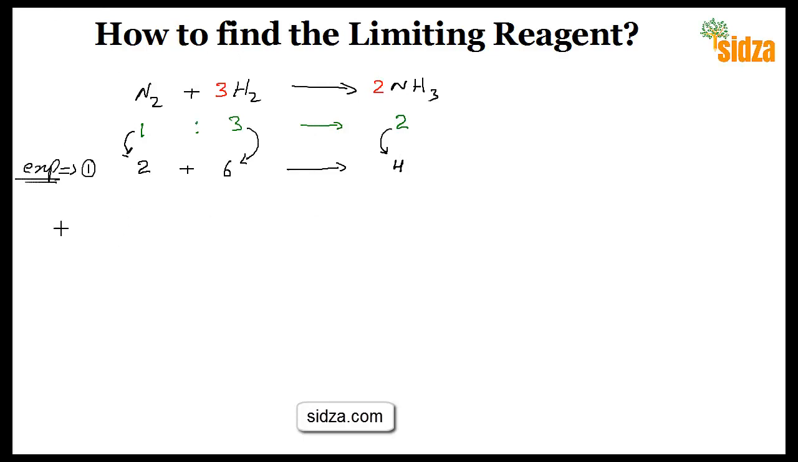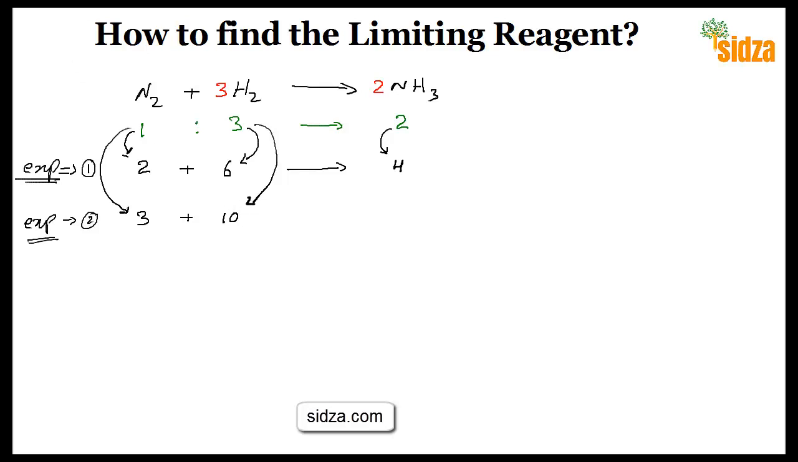Now let's suppose you perform the same experiment again, but you take a different ratio. Let's suppose you take 3 moles of nitrogen. The balanced chemical equation says 1:3 is the ratio, so if you triple this, how many hydrogen moles should you take? You should also triple it: 9 moles. But let's suppose you take 10 moles rather than 9.